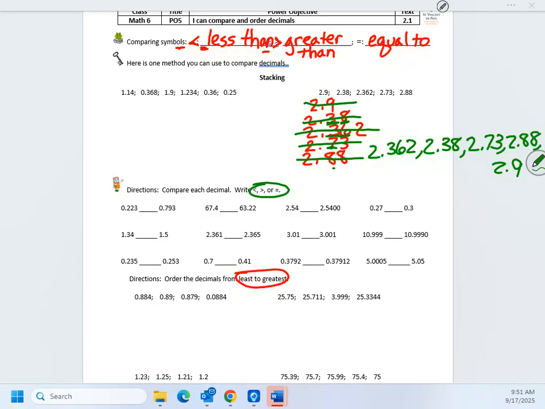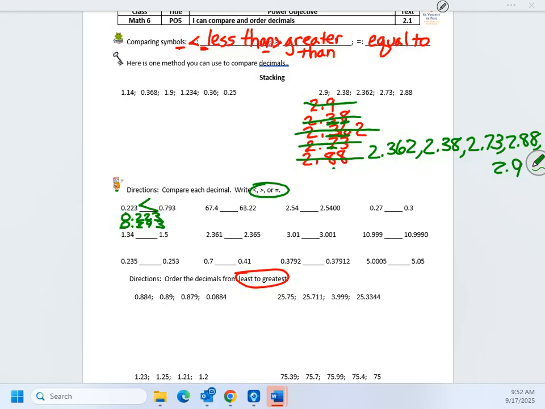So let's look at this first one. We have 0.223 and 0.793. Zeros are the same, so I go to my next column. I've got a 2 and a 7. Is that 2 smaller than the 7 or greater than the 7? Matt? Smaller. So I'm going to put my symbol as the less than symbol. Because that 2 is smaller, that's where the point goes. Remember, the point always goes to the smaller number. The bigger number has the open side.